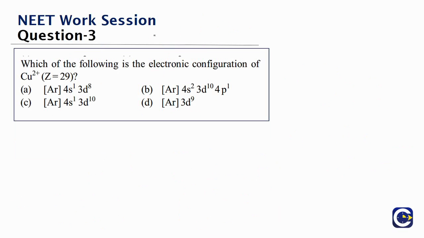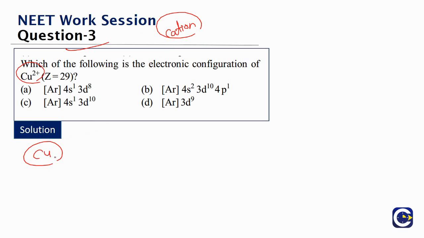Next we look at question 3. Which of the following is the electronic configuration of copper 2 plus? So for copper 2 plus, we have to write down the electronic configuration. Okay, so here we are referring to what? The electronic configuration of the cation. Now in the theory videos also we talked about it. Before we look at the electronic configuration of the cation, we must look at the electronic configuration of the respective atom of the element, which is copper. So copper atomic number is 29.